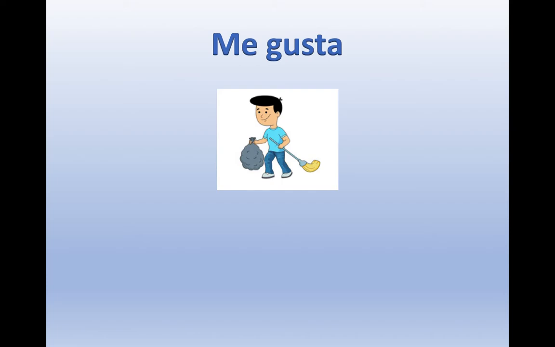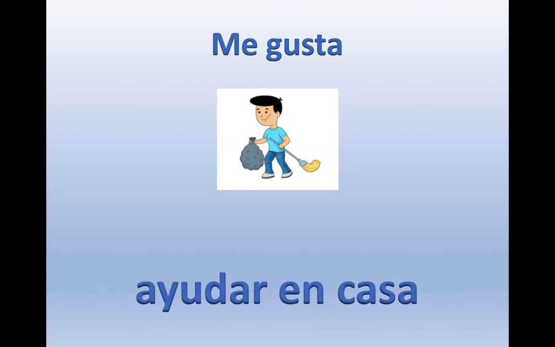Now, each one of these vocabulary words is an infinitive, or a verb that is unconjugated, which means that if we are talking about whether we like or dislike these activities or pastimes, we need to use the form me gusta, because gusta is followed by an infinitive. So, me gusta ayudar en casa.